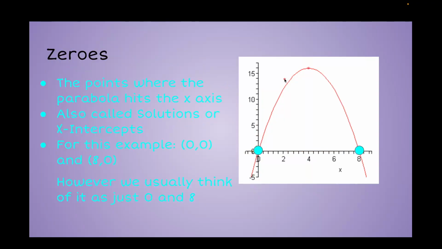The last one is zeros. This is the points where the parabola hits the x-axis. So here, as you can see, it hits it here, as well as here. I don't really want to explain why it's called zeros just yet, but you can just think of these as the points where the y is 0. The y coordinate is 0 for both of these. You need to know that this is really the same thing as solutions and x-intercepts.